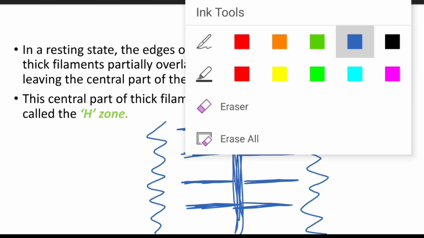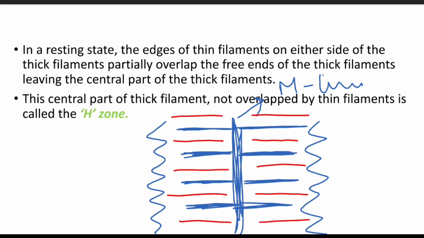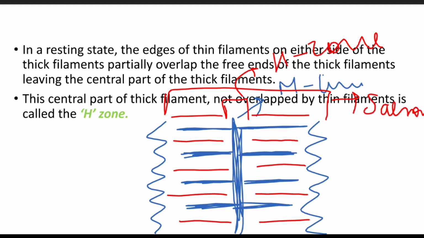So let's take some other color. We can take red color. So these are our thin filaments which are attached like this. You can see, this portion which consists of only the thick filament is called the H zone. And the portion between two successive Z lines is called the sarcomere. And this much portion is known as the A band.